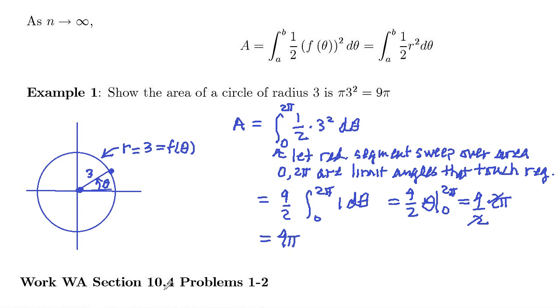So why don't you try section 10.4 problems 1 and 2 on the website? Give those a try and see how this works out.